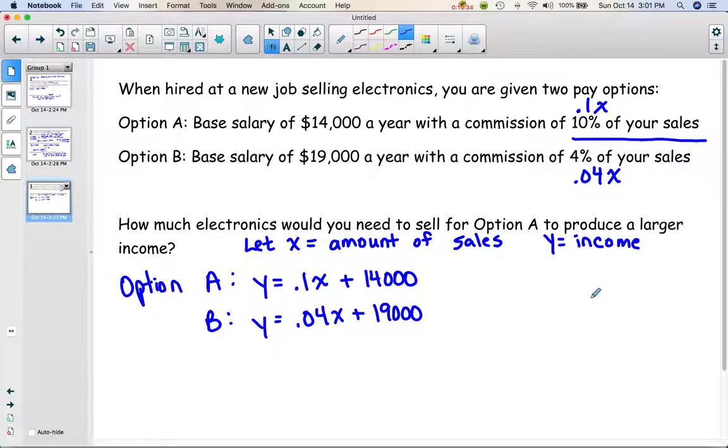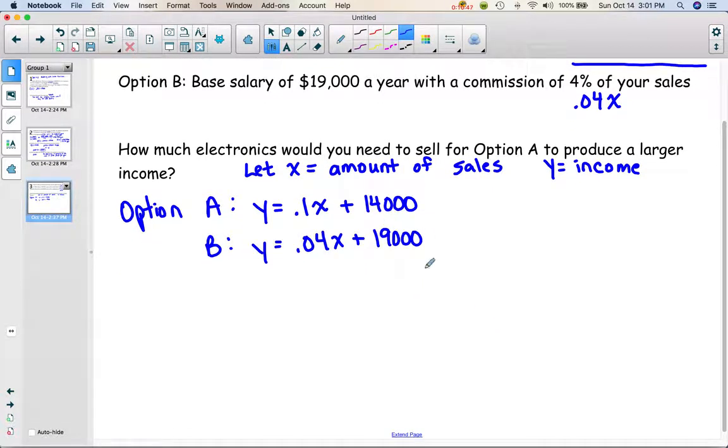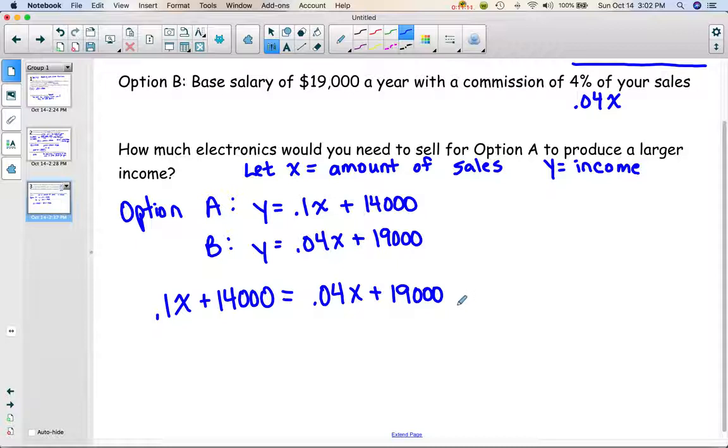So the question, when we have to decide when is option A better. Now, one option you could do is you could graph both of these and you could see when the one will overtake the other, and that would be an option. If you remember from Algebra 2, we did some things like this. We could also decide where are they the same. So when would your income be the same? So I'm going to solve that, 0.1x plus 14,000 equals 0.04x plus 19,000. And I'm going to solve this so I can figure out when the two would produce the same amount.